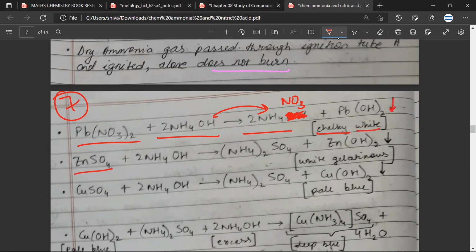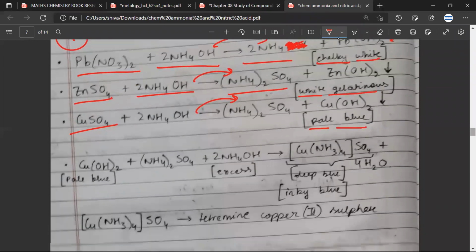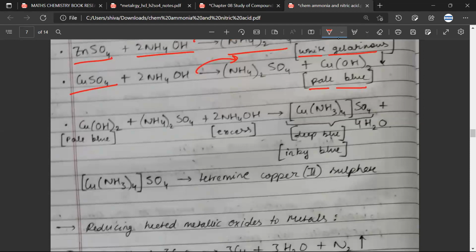And then we move on to ZnSO4, zinc sulfate plus ammonium hydroxide gives ammonium sulfate plus zinc hydroxide, which is also a precipitate, and it is white gelatinous. Copper sulfate plus ammonium hydroxide gives ammonium sulfate plus copper hydroxide, which is pale blue in color. Okay. Now let's move on to the next reaction.